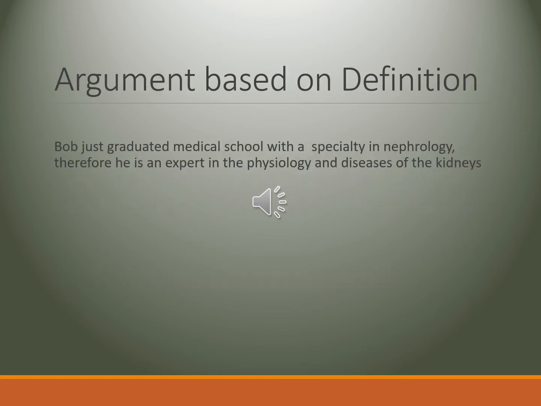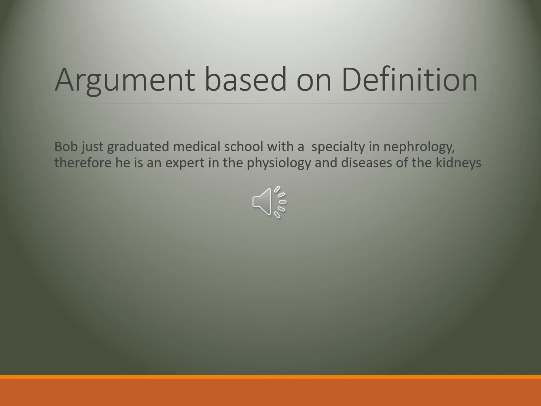Any argument where the conclusion follows necessarily because it is a definition of the key term in the premises is going to be an argument based on definition, and it's going to be deductive. Let's look at the example here on the slide. Bob just graduated medical school with a specialty in nephrology, therefore he is an expert in the physiology and diseases of the kidneys. Now here, the conclusion that Bob is an expert in diseases of the kidneys necessarily follows because that's what it means to have a specialty in nephrology. So the conclusion could not be anything else, and therefore it necessarily follows.